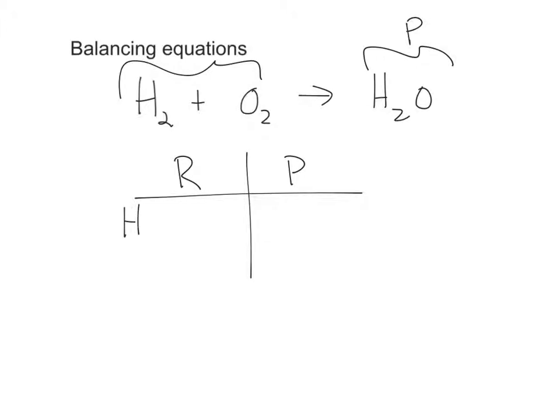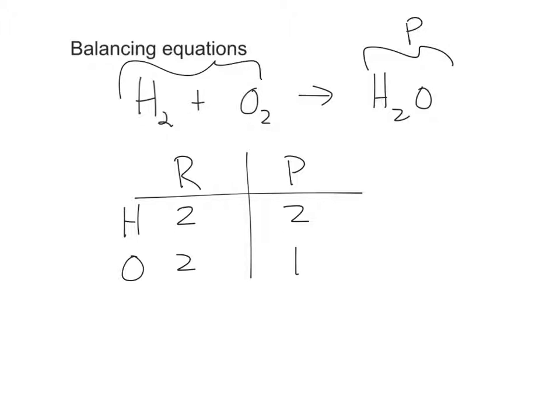I write down my elements. I basically have two elements here, hydrogen and oxygen. And for reactants, I have two of each, and for products, I have two hydrogen and only one oxygen. So when I am looking at this, I know that my product side of the equation is lacking in oxygen.